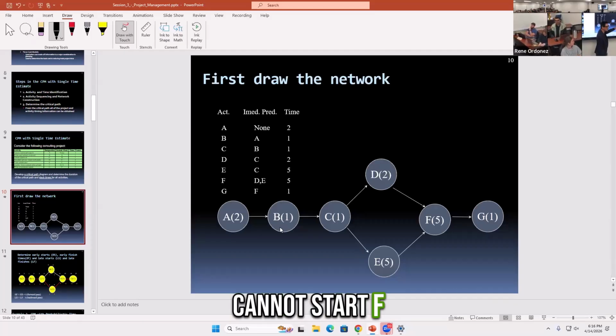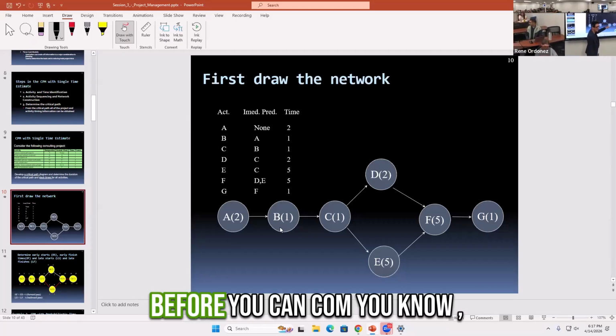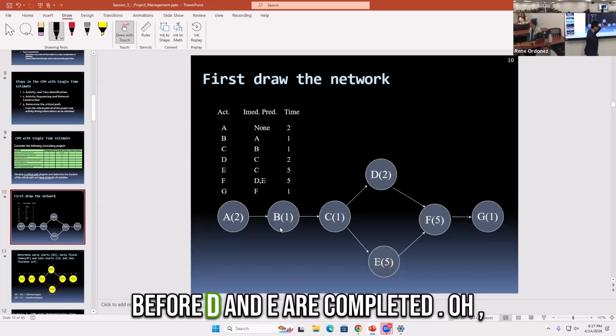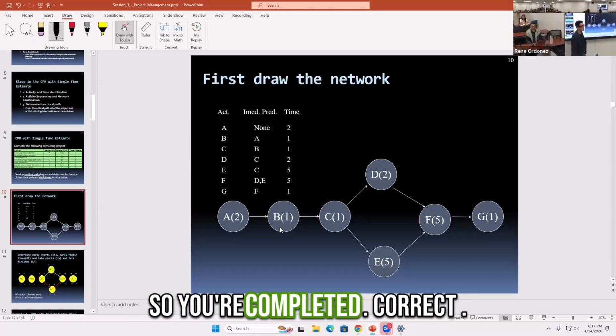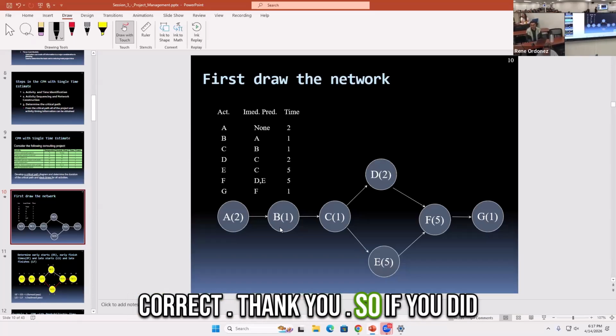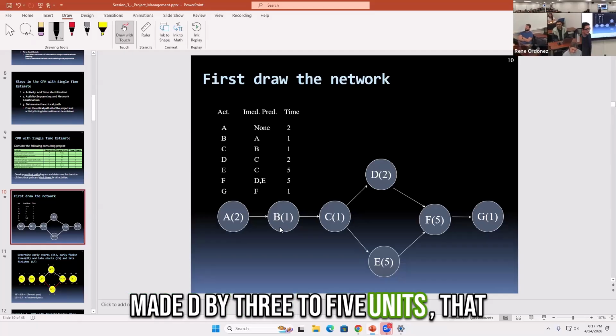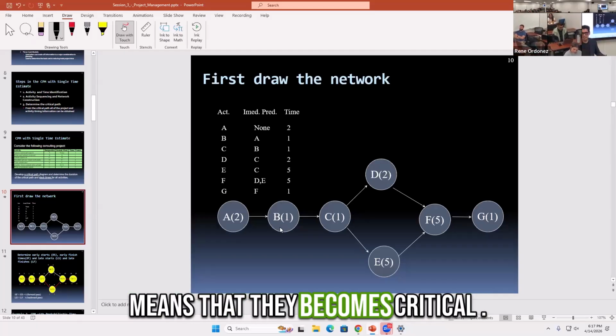But you cannot start F before D and E are completed. Both are completed. Correct, correct. Thank you. So if you delay D by 3 time units, that means that D becomes critical.